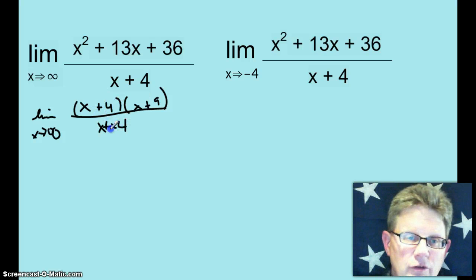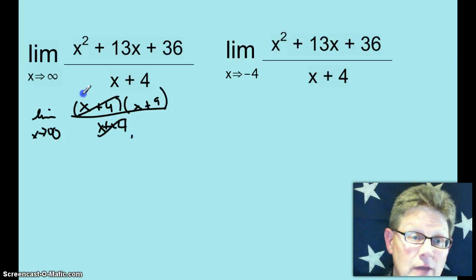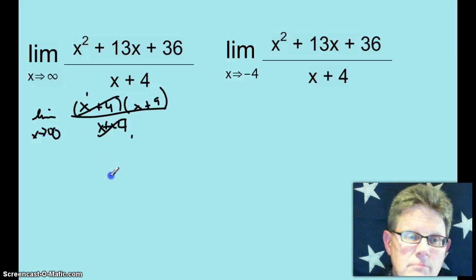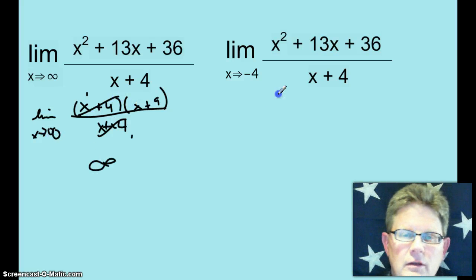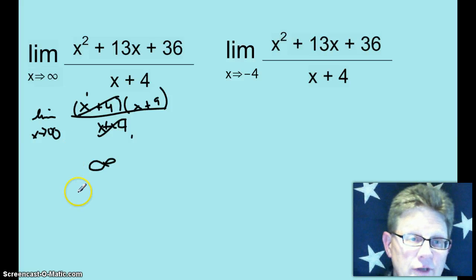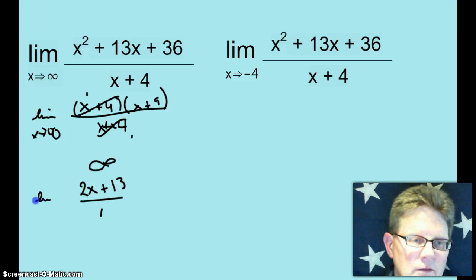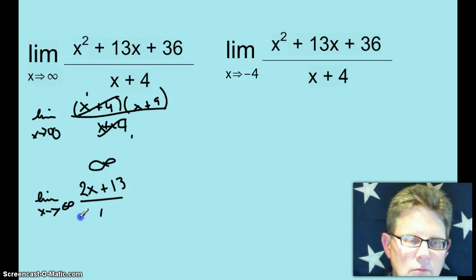These are both factors, and we can actually cancel that because they're factors. Yes, we can do that. So what is the limit as x approaches infinity? It'll end up being infinity. Alright, the new way that we're going to do it is we are going to take the derivative of the numerator, 2x plus 13 over 1. The limit as x approaches infinity. 2 times infinity plus 13, that's a little bit more than infinity, but it would be infinity.